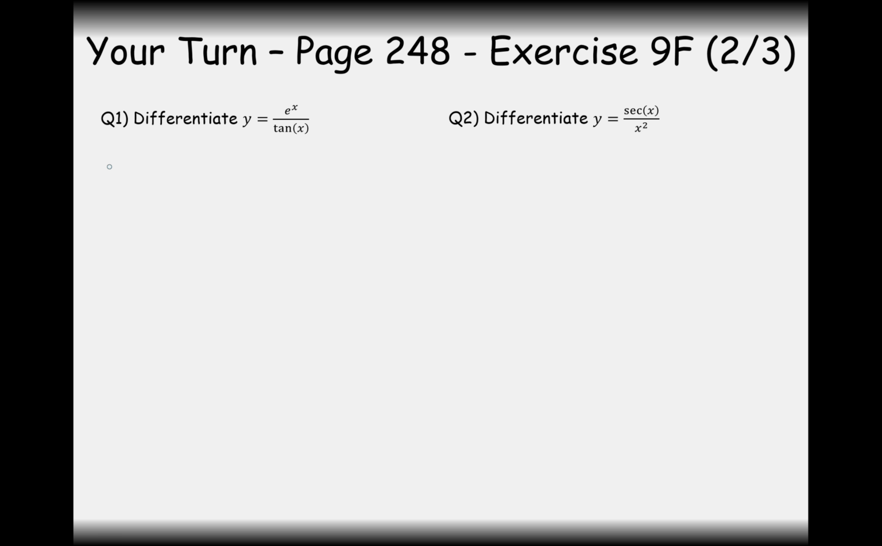Okay, let's have a go at question 1 then. So we need to differentiate the top function first, that's just e to the x, and keep the second function the same, so that's just tan x. Then we're going to subtract the function on the top that stays the same and the derivative of the bottom function, that is sec squared. And this is all going to be over tan squared x. So there we are, that's the answer to the first question.